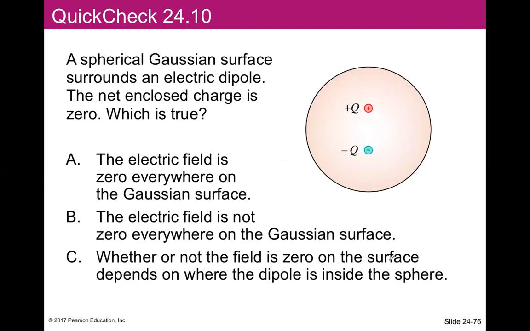So first of all, let's take a look at this example. A spherical Gaussian surface surrounds a dipole. So the net charge, of course, for a dipole is 0. Then which statement is correct?